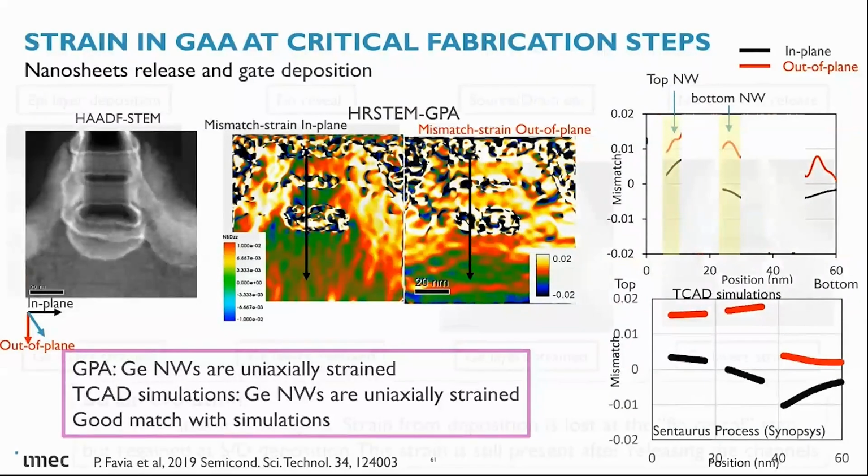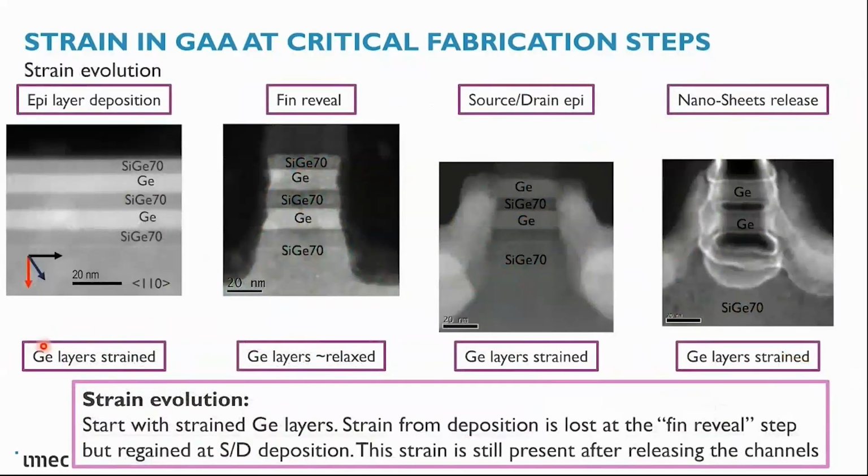So if we want to sum up, the germanium layers were strained at the beginning. Then by etching the material at the sides, the germanium layers were relaxed. Then strain came back by depositing the source and drain, and we still have strain when we release the channels.